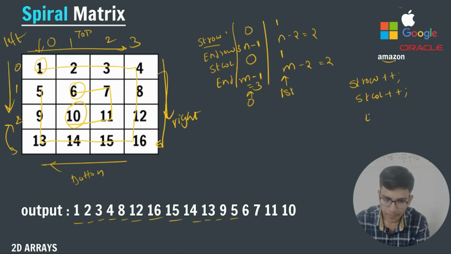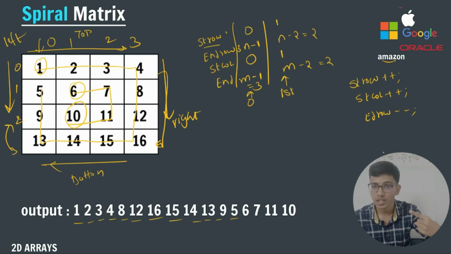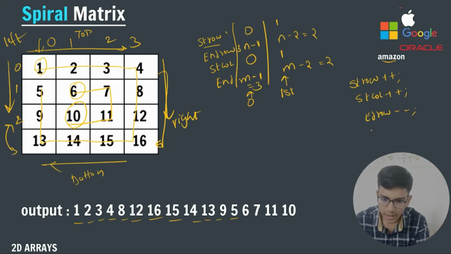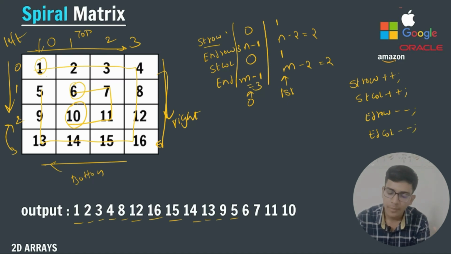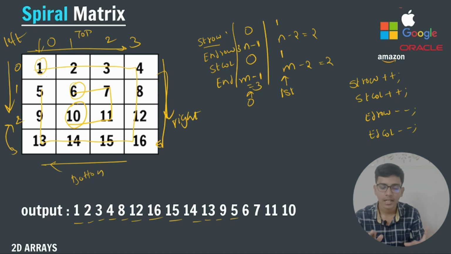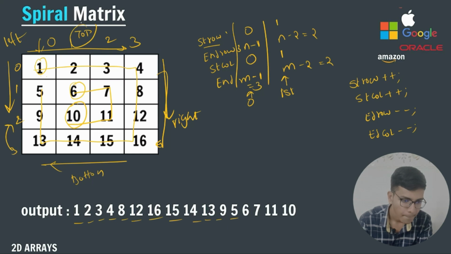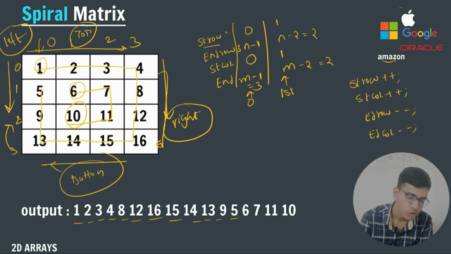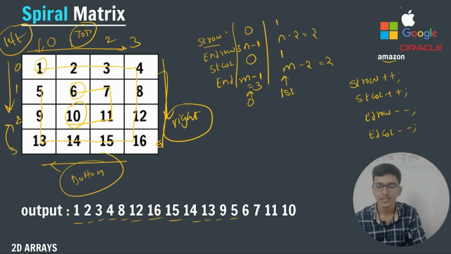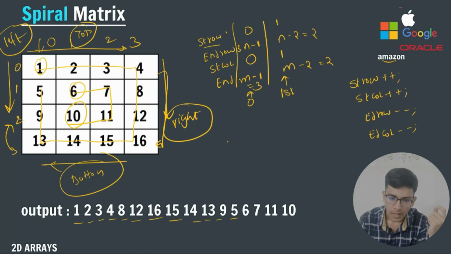So for the starting values I need to increment them at every completion of a spiral. For my ending row I need to decrement it at each and every iteration, right? Similar things go for the column. I need to decrement it at every iteration for a particular spiral. So this is the concept here. And remember guys, this is my top, this is my right, this is my bottom, and this is my left. Top, right, bottom, and left.